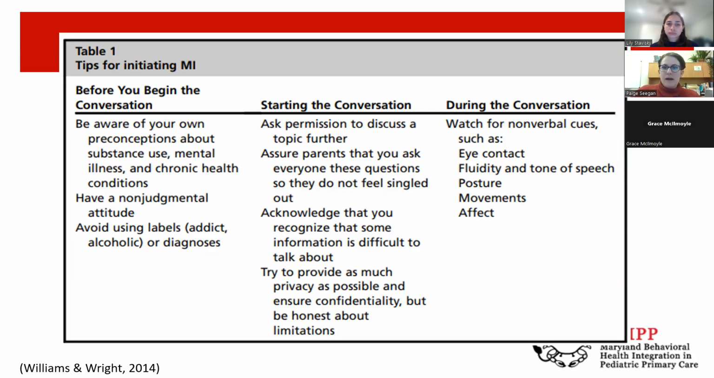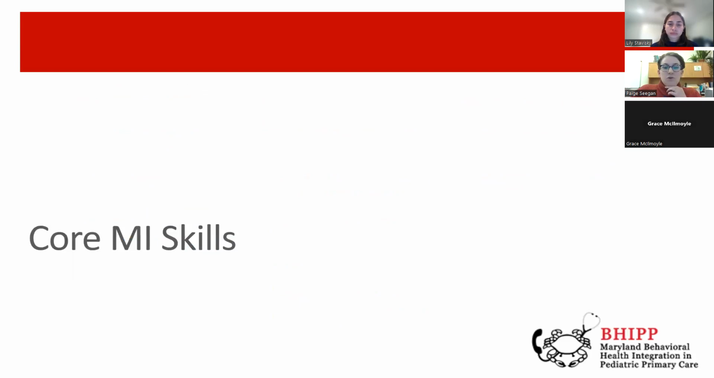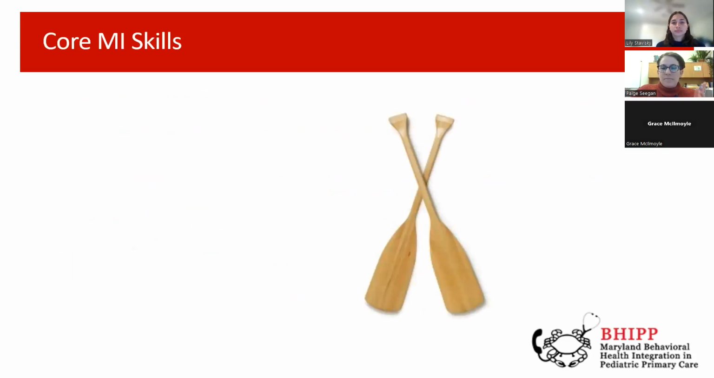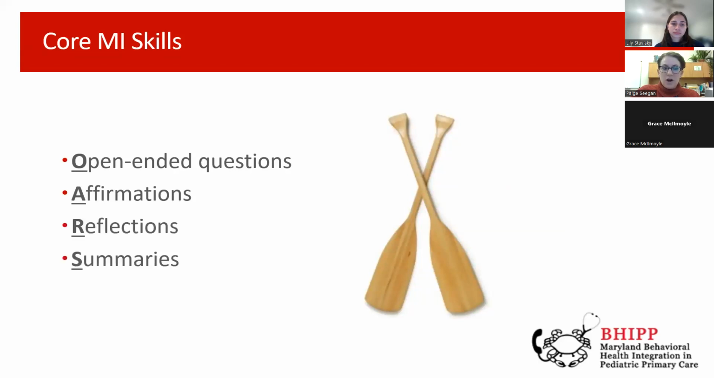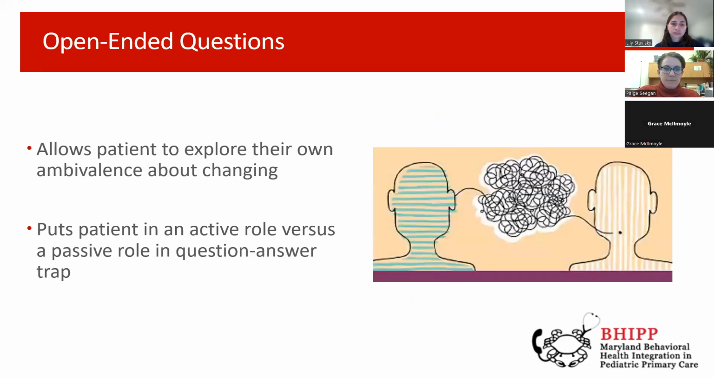So these are things to keep in mind when you're initiating a session, and initiating motivational interviewing skills. So what are these skills that I keep mentioning? Core MI skills. We're going to talk about a few today. One of the basic fundamental skills of MI are the OARS skills. That's O for open-ended questions, A for affirmations, R for reflections, and S for summary. So we're going to go through those together right now.